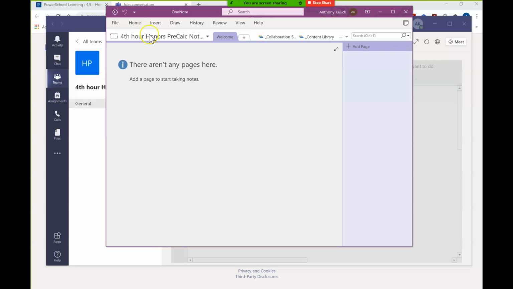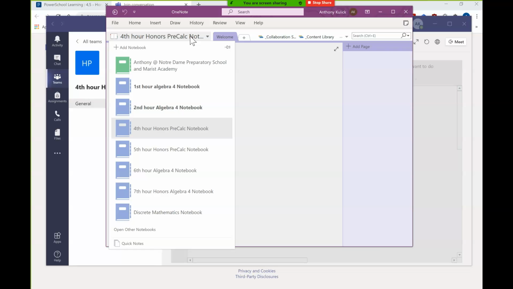Now, ideally, if you haven't done this before, it's going to immediately open up the 4th hour honors pre-calc notebook. And if yours already says 4th hour honors pre-calc notebook right there, you're done. You can ignore whatever I'm going to say going forward. If yours doesn't say that right there, we have a little bit of an extra step to do. So if yours doesn't say 4th hour honors pre-calc notebook, go ahead and click that drop down. And you're going to pick Open Other Notebooks here at the bottom.